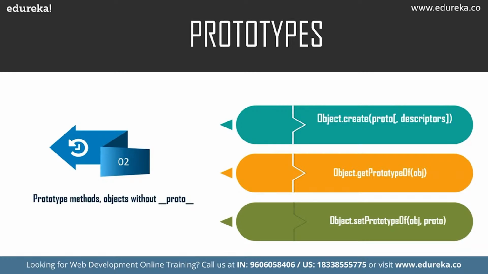The second option is just take Object.getPrototypeOf and then take object inside the function. So this will return the prototype of the object. Then finally we have Object.setPrototypeOf(object, proto). We're passing two parameters. The first one is the object and second one is the proto. Now this method sets the prototype of object to proto.